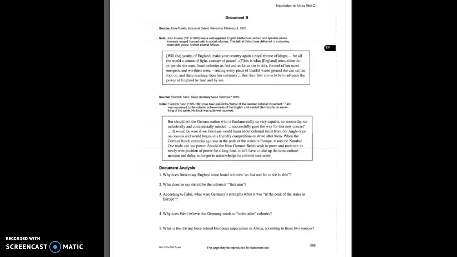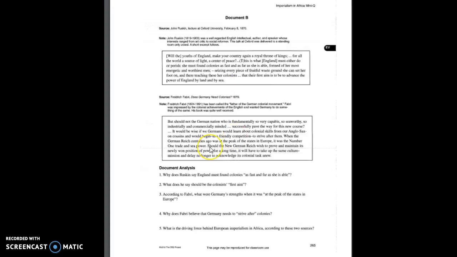All right, in document B, we have a 2-for-1. Remember, in the first document, we're talking about a document regarding England. And some of the quotes a lot of you pulled out, that England's message is to, again, find colonies as fast and as far as she is able. Perhaps we could tie this to the competition, political motivation. Remember, quote right here, seizing every piece of fruitful waste ground. Perhaps we're referencing the resources. Maybe we could tie that to an economic motivation.